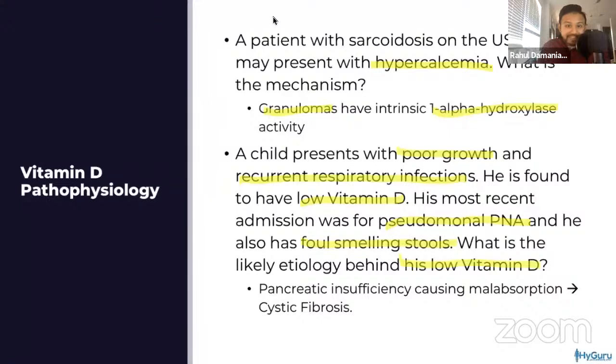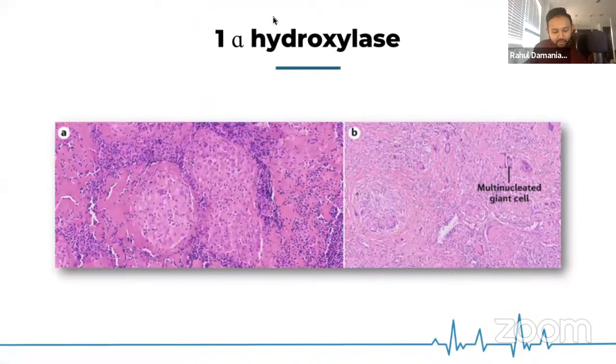All right, so this is going to be the non-caseating granulomas in sarcoidosis. Remember that these non-caseating granulomas have the multinucleated giant cells that are characteristic. And like we said in the last question, that 1-alpha hydroxylase is going to be innately activated within these granulomas.